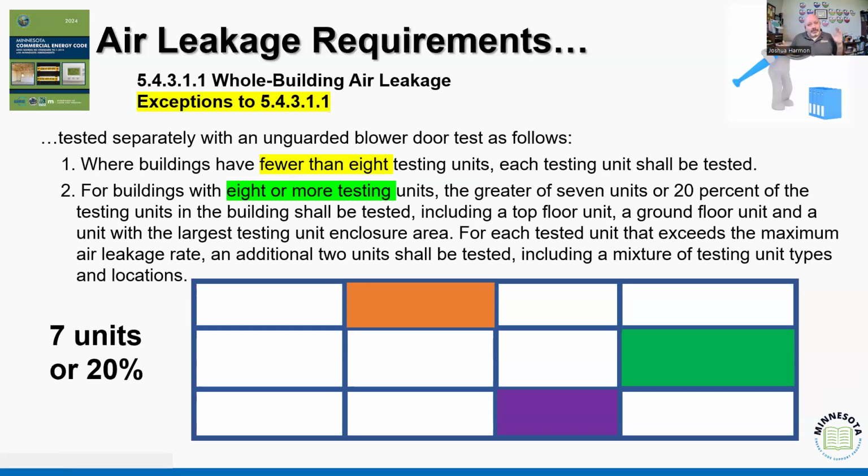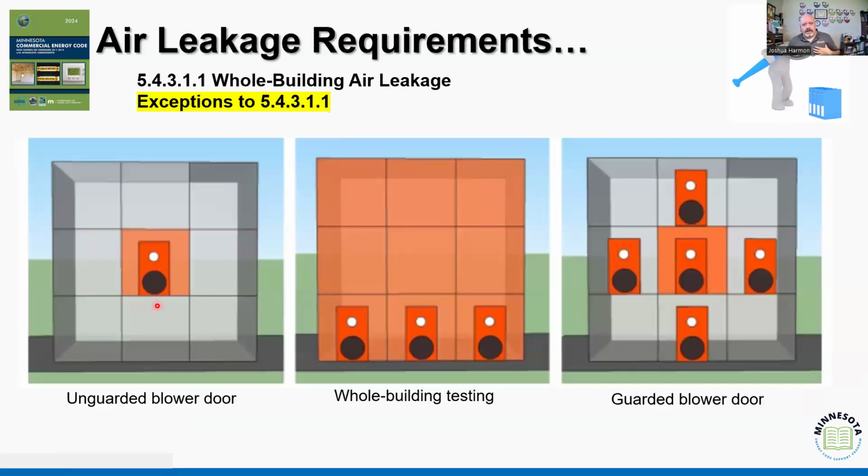I'm just going to say in Bemidji or up north, where you've got resort style housing, and so they want those 2-story units. We're going to be testing the largest unit to make sure that when it's tested, it works effectively, right? What we don't want to have happen is, and this is the unguarded blower door test, so either we do the whole building or the unguarded, right?